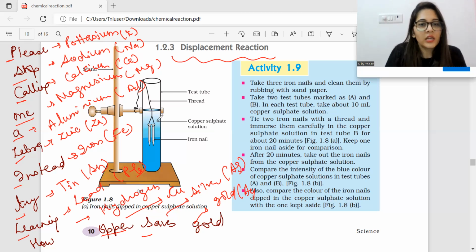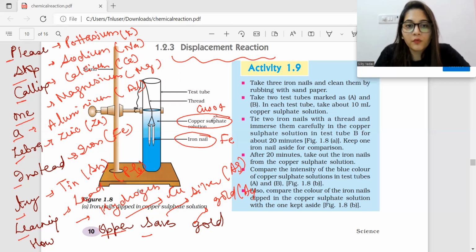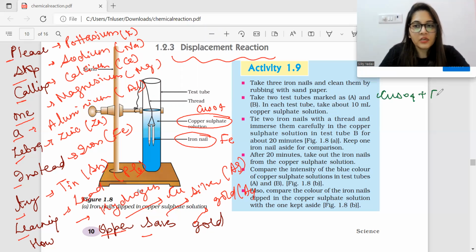In the same way, in this question, you all can see an iron nail is there, that means Fe. And copper sulfate solution is there, which is CuSO4. The color of CuSO4 solution is blue, okay? Now, let's see which one is more powerful. Is copper more powerful or Fe more powerful?